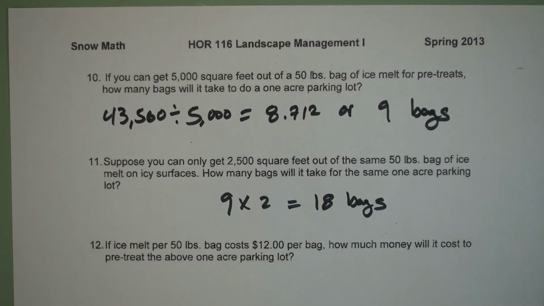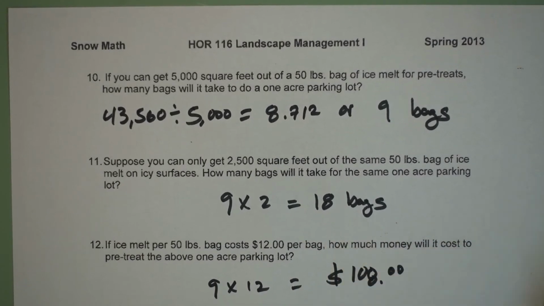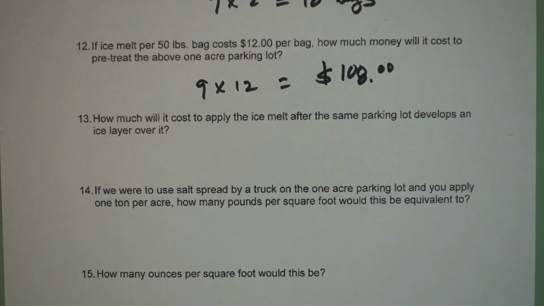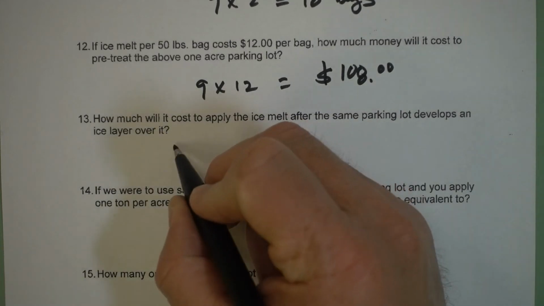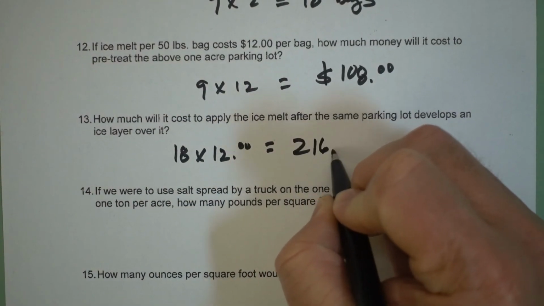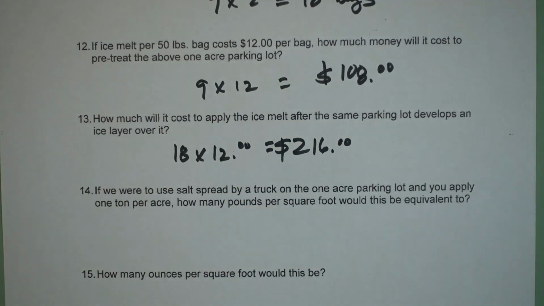If ice melt per 50-pound bag costs $12 a bag, how much money will it cost to do the pre-treat? Well, 9 times 12 equals $108. How much will it cost to apply the ice melt after the same parking lot develops an icy layer over it? Well, 18 times 12, $216. Guys, that's in materials alone, you've got to figure labor in on that.